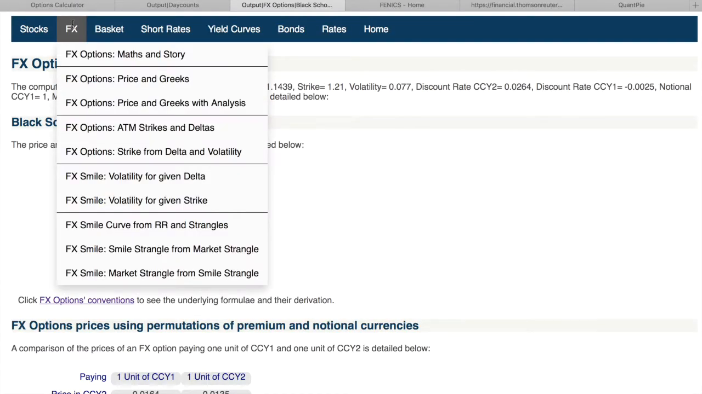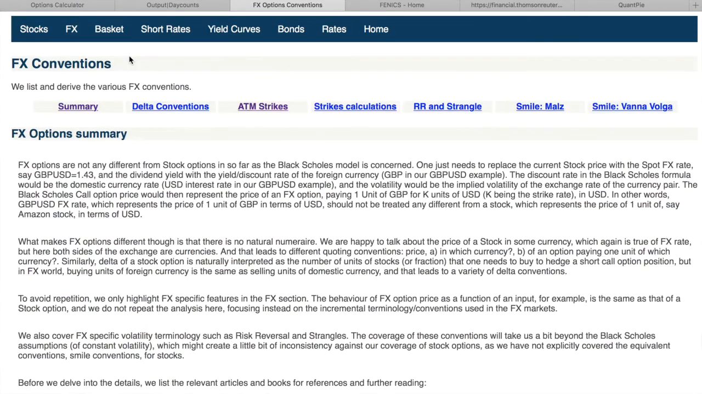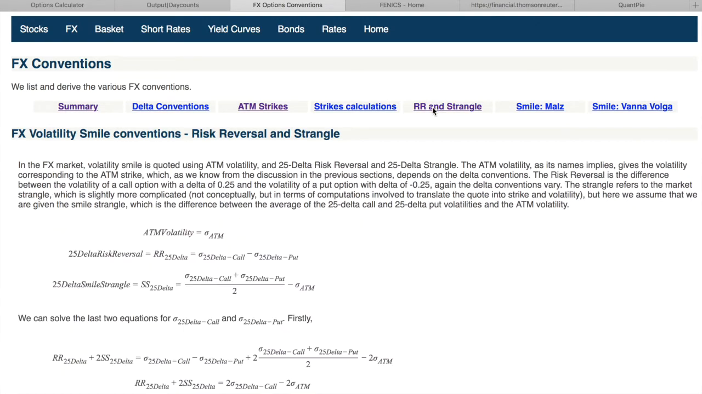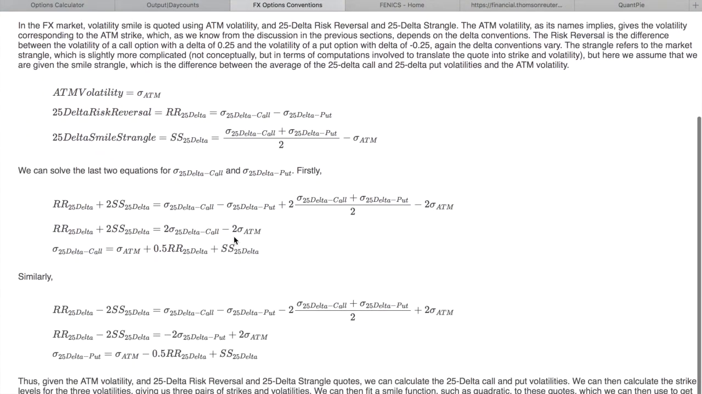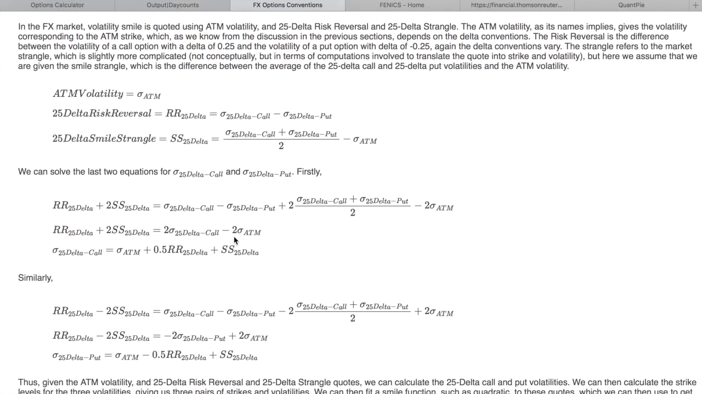One last thing about the volatility quotes, we have been assuming that the strangle data from Phoenix represents a smiled strangle. A smiled strangle is defined as the difference between the average volatilities of the given delta put and call options and at the money volatility. In reality, the strangle usually represents a market strangle, which is slightly more complicated, though very intuitive.